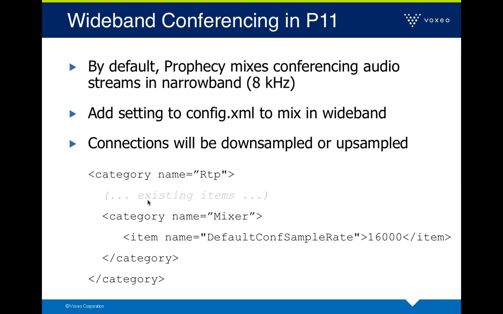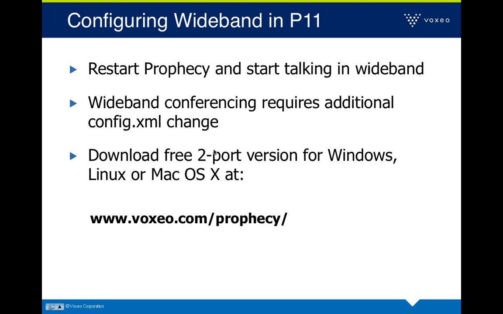If it's a wideband conference mix and you have one client coming in on narrowband, it would downsample that, so it would go out as narrowband. So it does all that. You don't have to even care about it. It just makes it all work. So that's wideband conferencing. You just have to configure it there, restart Prophecy, and you're able to start talking and connecting to it in wideband.